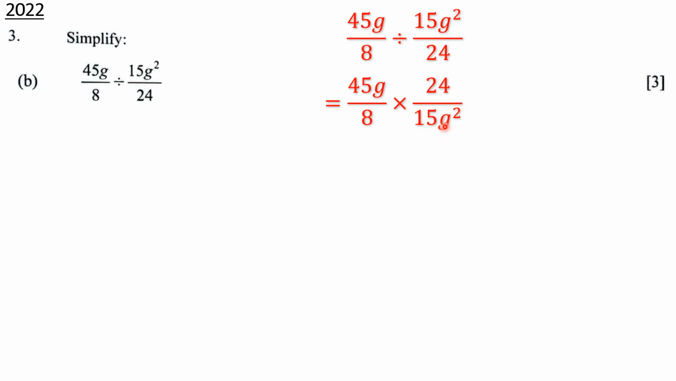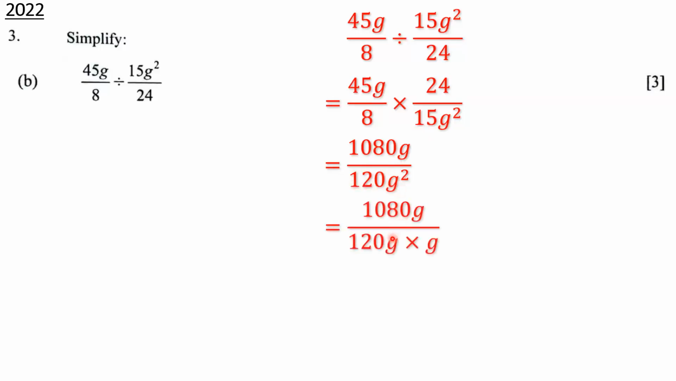What we're going to do here is multiply 45g times 24 and 8 times 15g squared. And so we have 1080g all divided by 120g squared. But what is g squared? Isn't g squared g times g? And so this means that we could cancel out this g with the g at the bottom. And so we are left with 1080 divided by 120g because the two g's are canceled out.